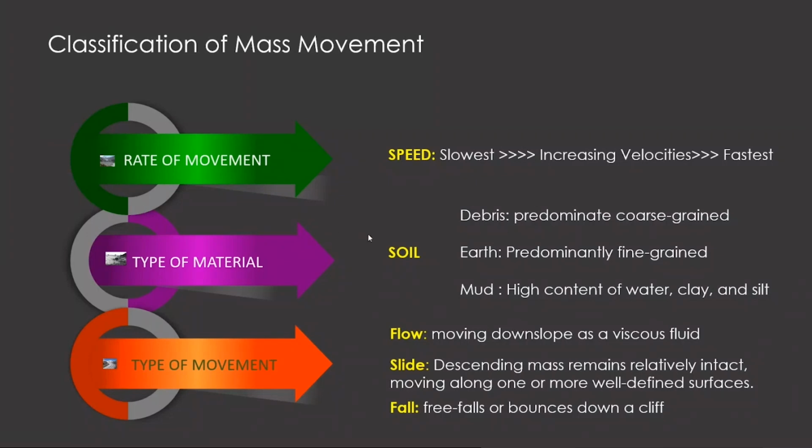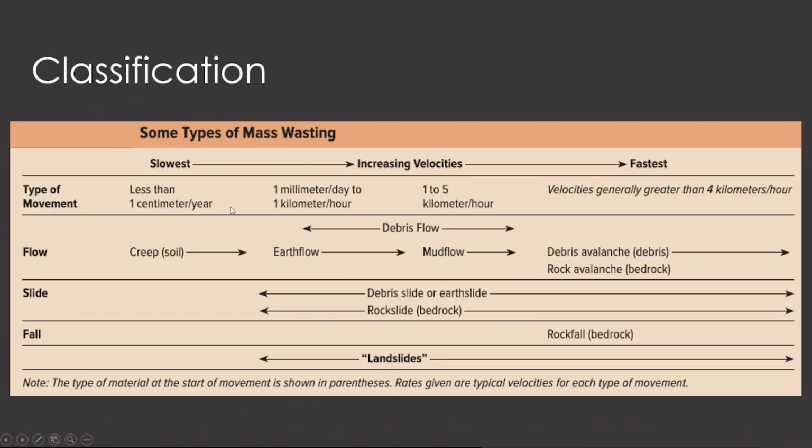If you summarize all these classifications together, the type of mass movement is either a slow mass movement, which is the slowest, or one of increasing velocity, and there may be a fast one. So there are three types we can classify. This you have already seen. There are flows, slides, or falls.